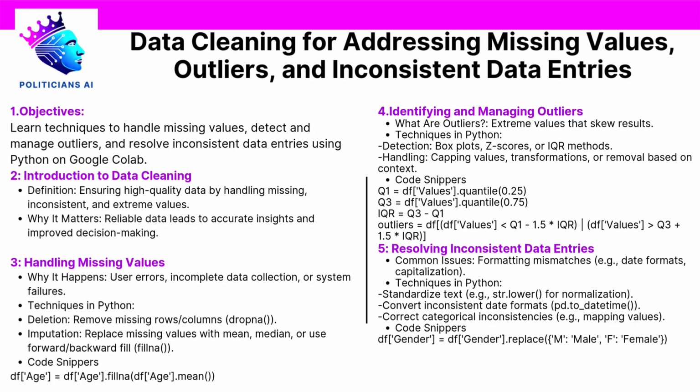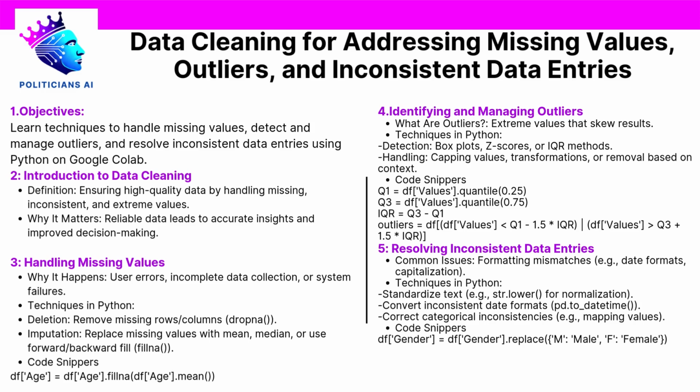Let's move on to missing values. Missing data occurs for several reasons: user errors, incomplete data collection, or system failures. To address this, Python offers several techniques. First, we can remove missing rows or columns. This method is quick and useful when missing values are minimal or in non-critical columns.